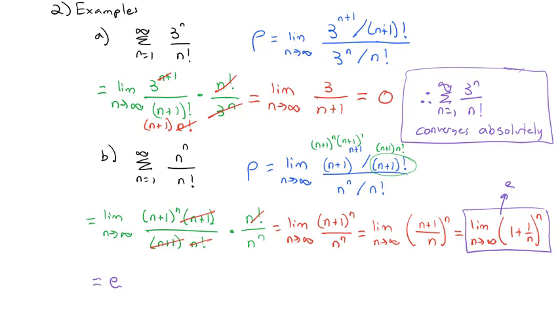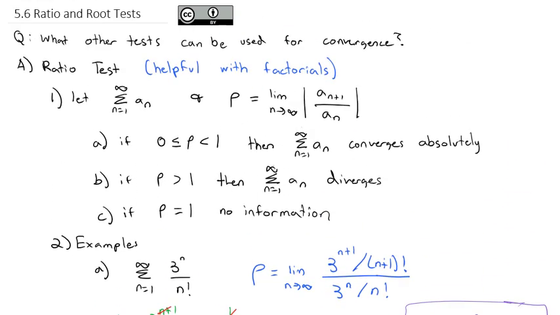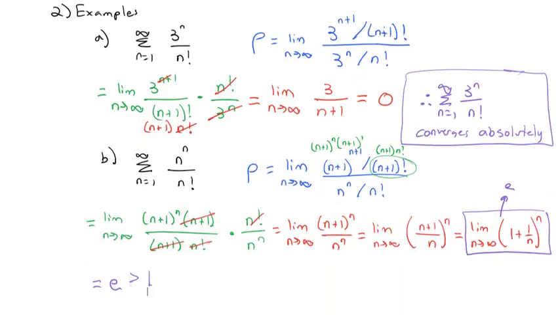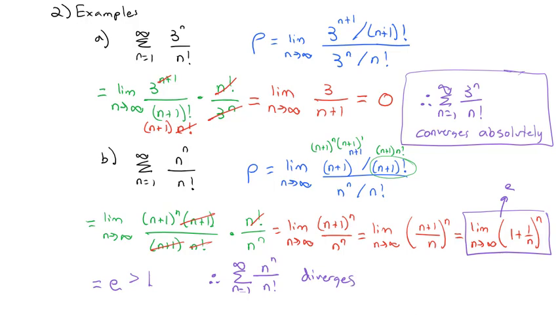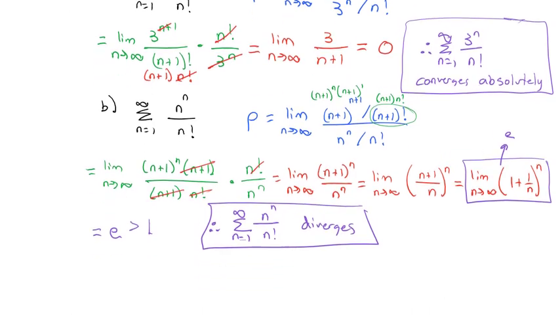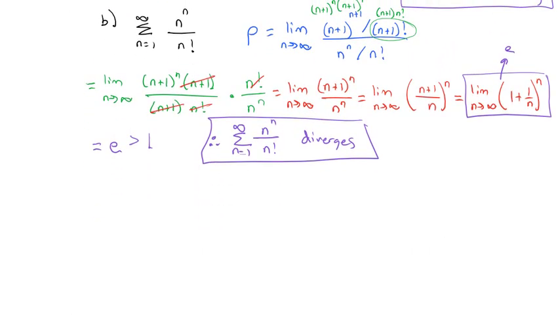So the whole thing's equal to e, which is definitely greater than 1. It's almost 3, a little less than 3. And we know from the ratio test that if we're greater than 1, the series has to diverge. So therefore, the sum as n goes from 1 to infinity of n to the n over n factorial diverges to infinity. So a lot of these we massage algebraically to reduce so we can figure out the limit.